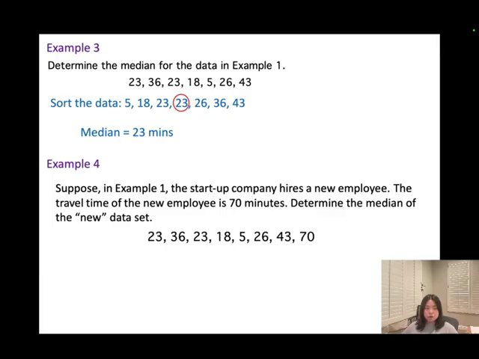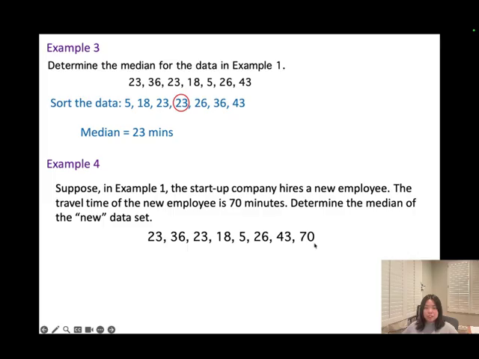Okay, example 4. Suppose in example 1, the startup company hires a new employee. The travel time of the new employee is 70 minutes. Determine the median of the new data set. Okay, so this time we're going to add one more employee, and the travel time of this employee will be 70 minutes. Okay, 70, we're going to put it in here.